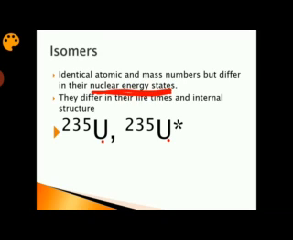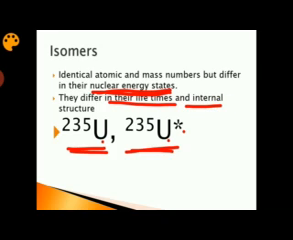So here I have represented 2 different isomers. One is uranium-235 and another one is uranium-235 star. Star means the uranium is in an excited state, a very high energy state. They differ in their lifetimes and internal structure. So this uranium, which is in an excited state, is very close to undergoing fission. You know, for a uranium nucleus to undergo fission, it should be bombarded with neutrons or it should be supplied with a high amount of energy. So this uranium-235 nucleus is very excited and in a very high energy state.